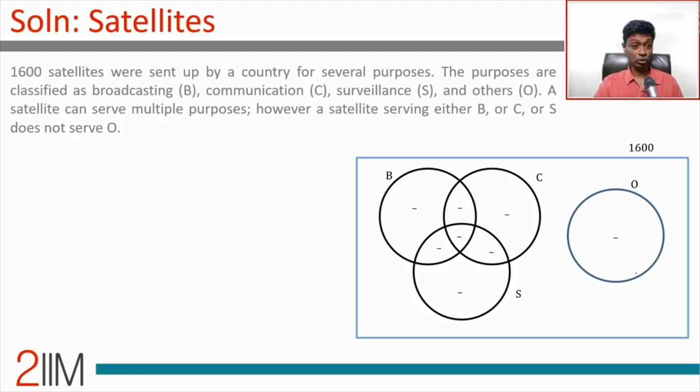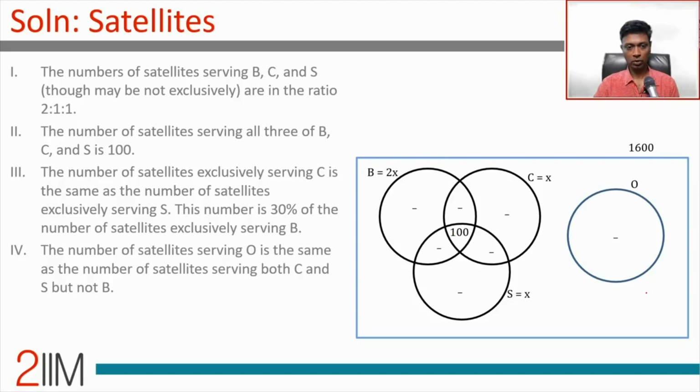This is how the diagram looks. This we are clear about. The total is 1600. And so we know that this number is 100. We know that this ratio is 2:1:1. And so we fill this.